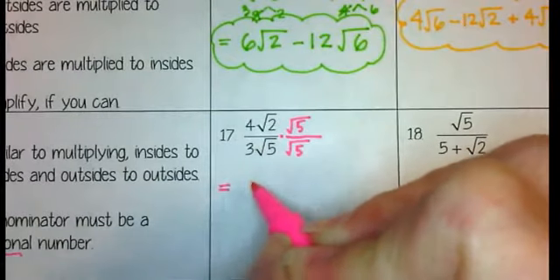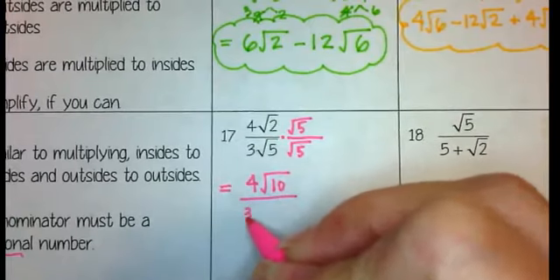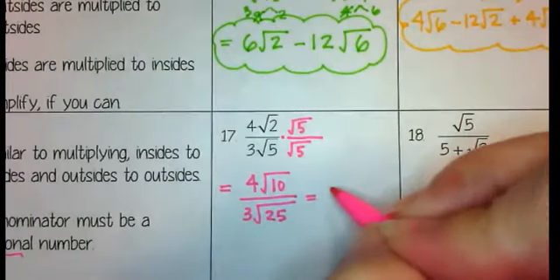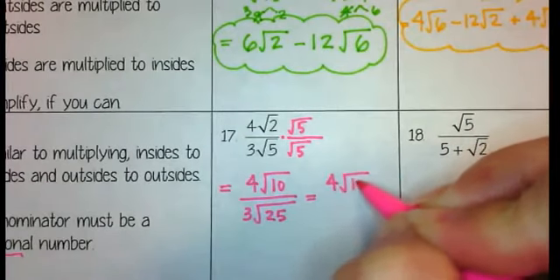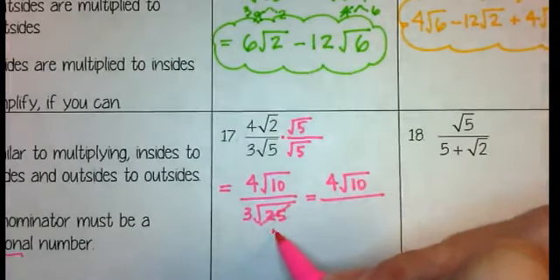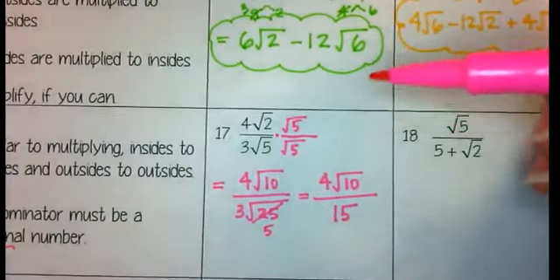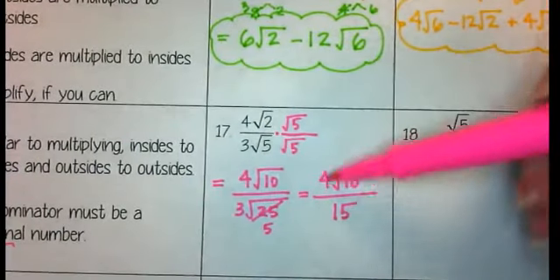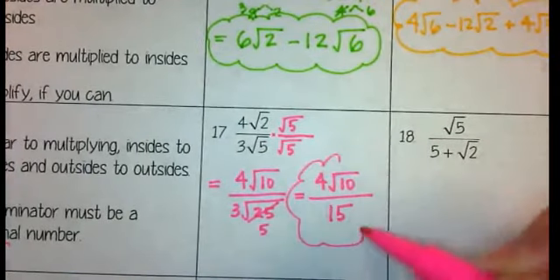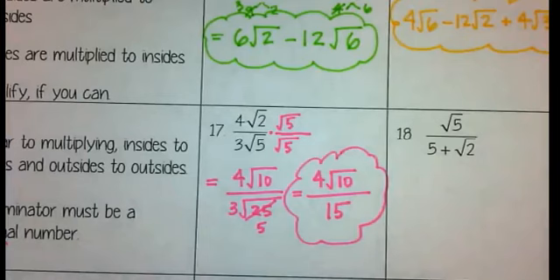So this will give us 4 square root of 10 over 3 square root of 25, if you want to say that. And then 4 square root of 10 cannot be simplified. But this is a 5, which means our denominator is 15. And then I would just check to make sure that this fraction right here, 4 over 15, cannot be reduced or simplified. And since it can't, that's our answer.